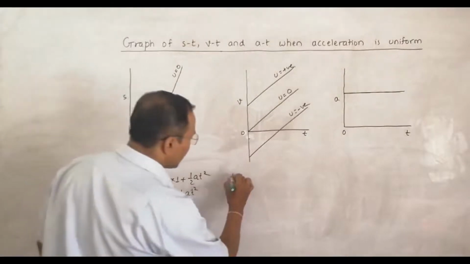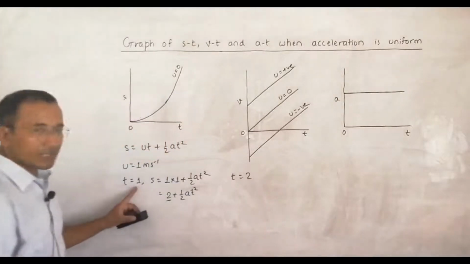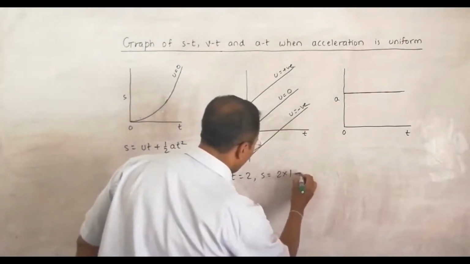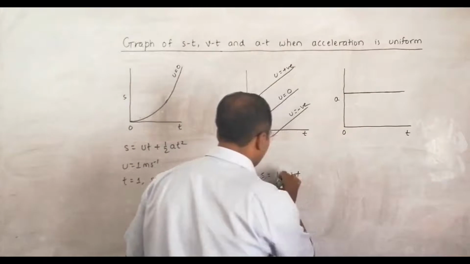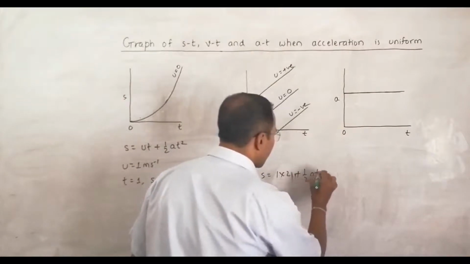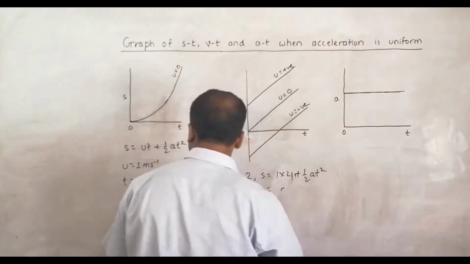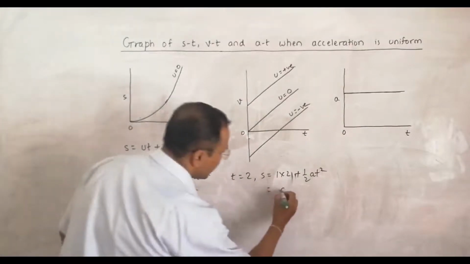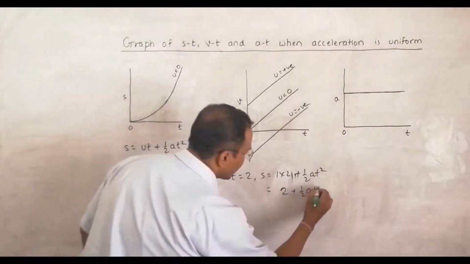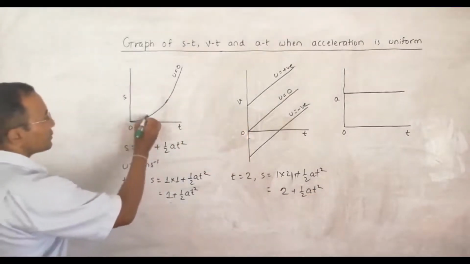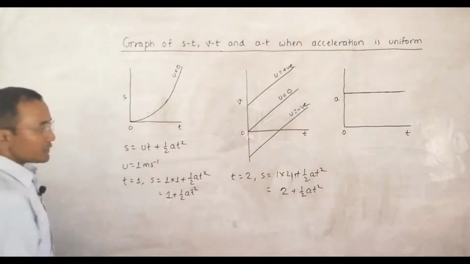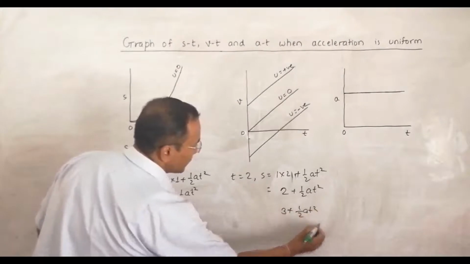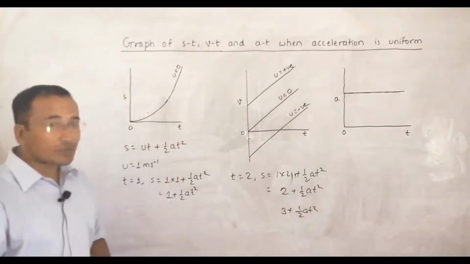Now if I have t equal to 2 seconds, s equal to 1 into 2 plus 1 by 2 a t square. It should be 2 plus 1 by 2 a t square. Now the additional term is slightly more. If I do 3 seconds, it will be 3 plus 1 by 2 a t square, and so on. So the separation goes on increasing.